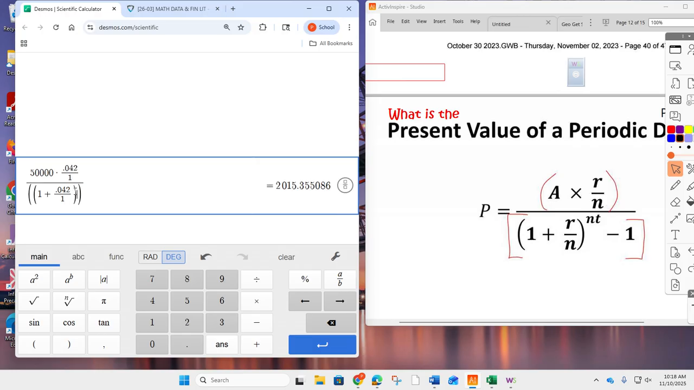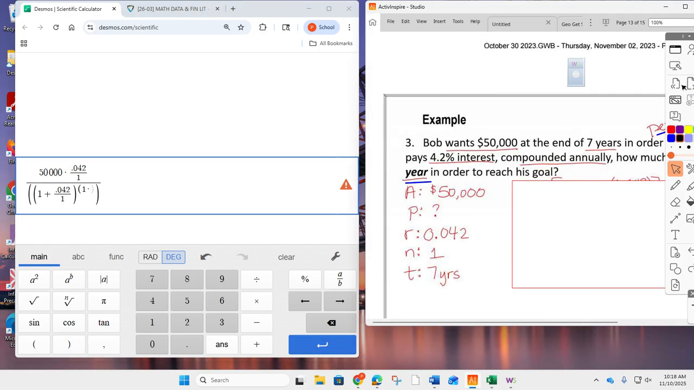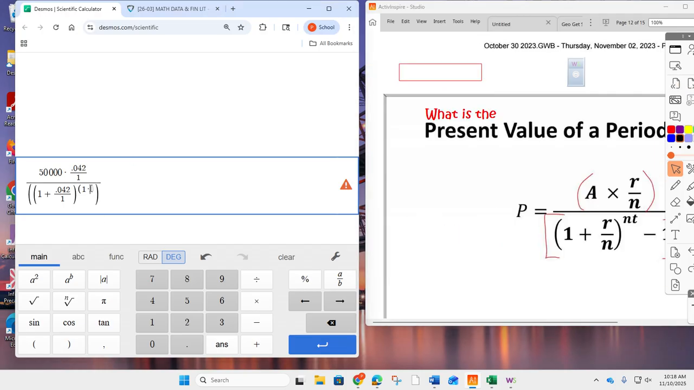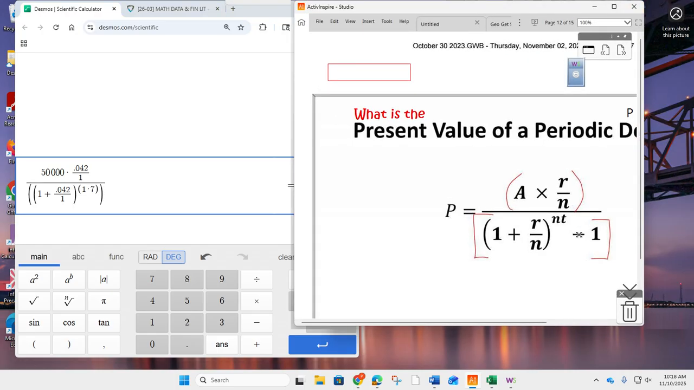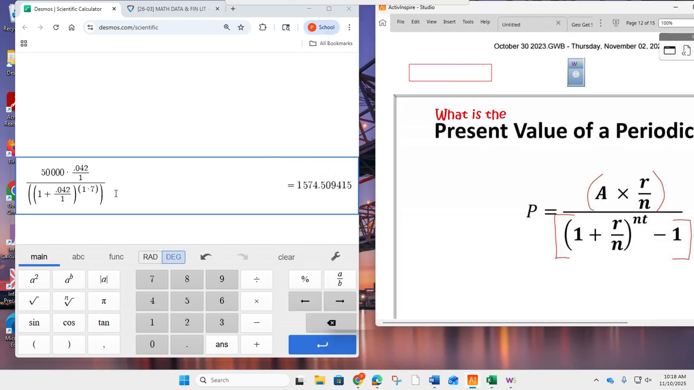So we're going to do the a to the b. Left parentheses, n is 1 times t, which was 7 years. Is that right? 7 years, yes. And here's the thing, remember, get out of that exponent. You've got to hit that right arrow. And then it's minus 1. Right arrow, minus 1.